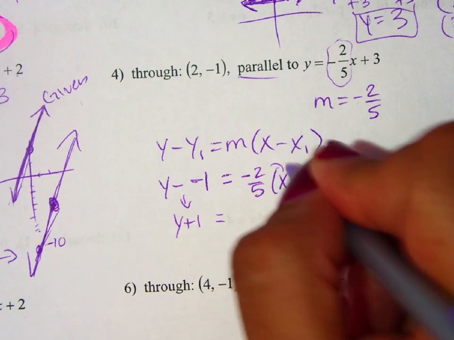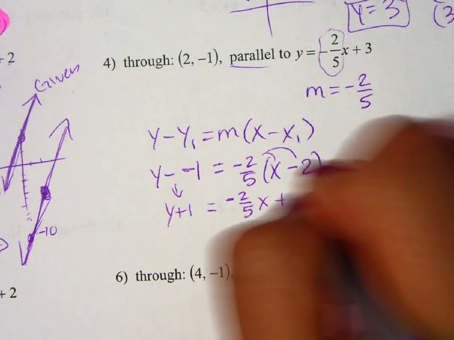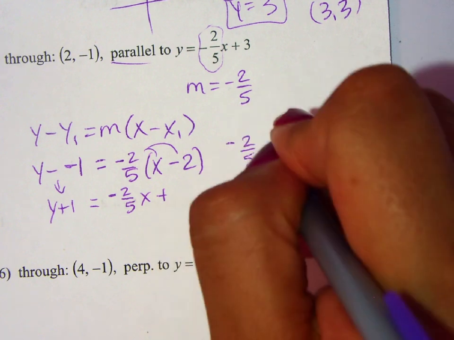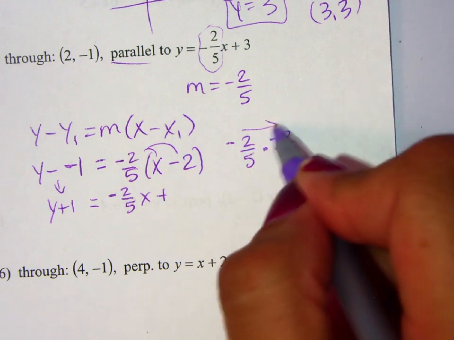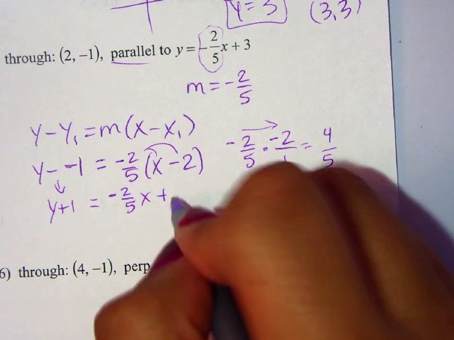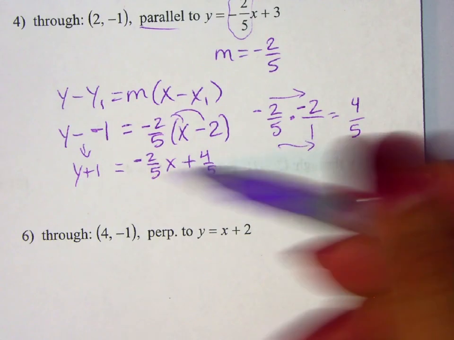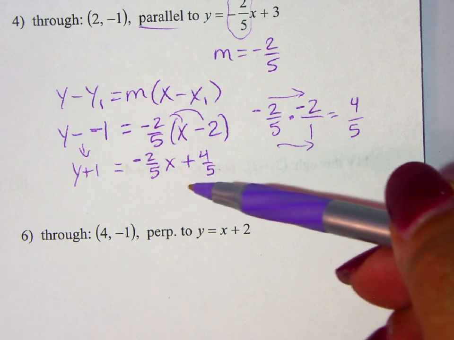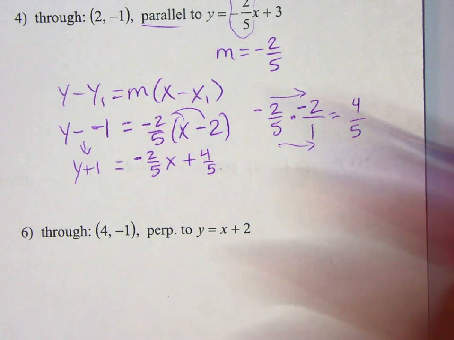Then we rewrite this as y plus 1. And then this becomes negative 2/5 x plus, right here, if you want to multiply by hand, negative 2/5 times negative 2. That's over 1. And when you multiply straight across, you get 4 and 5. So this is going to give you 4/5. We can either cancel the fraction by multiplying times 5, but I also want to show you what happens if you don't. It's just fractions, like you can't get away from them.